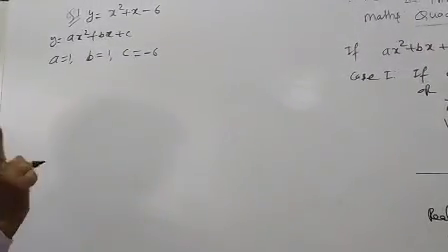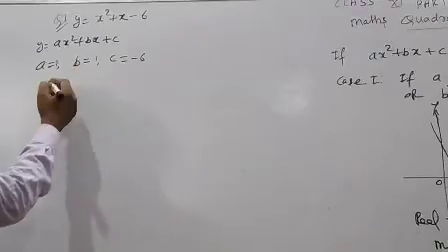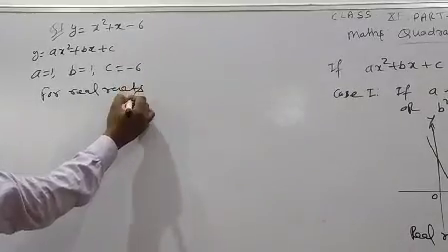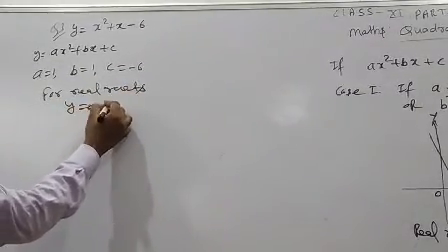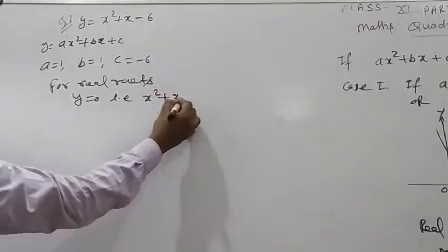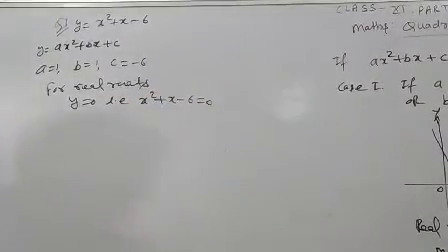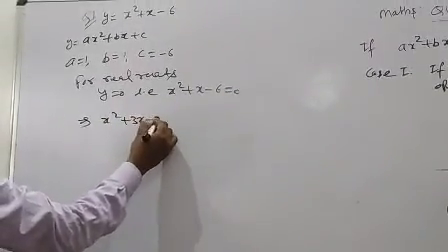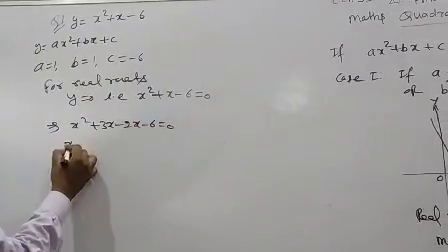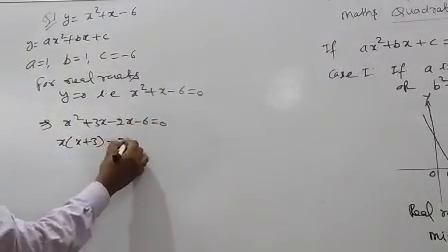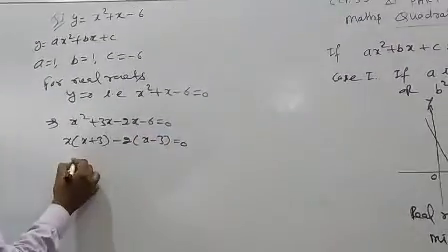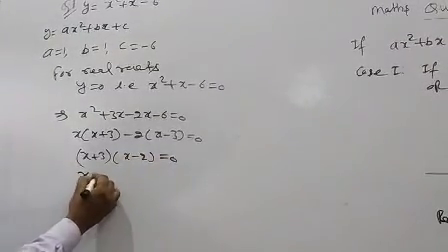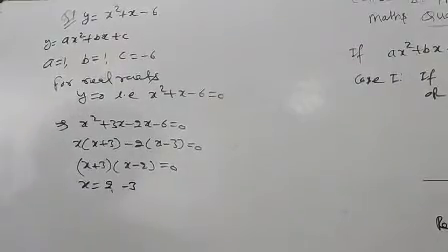Now we have to find first of all the real roots. For real roots, y is equal to 0, that is x square plus x minus 6 is equal to 0. Clear? Now x square plus 3x minus 2x minus 6 is equal to 0. x common: x plus 3 minus 2, x minus 3 is equal to 0. x plus 3, x minus 2 is equal to 0, and x is equal to 2 and minus 3.